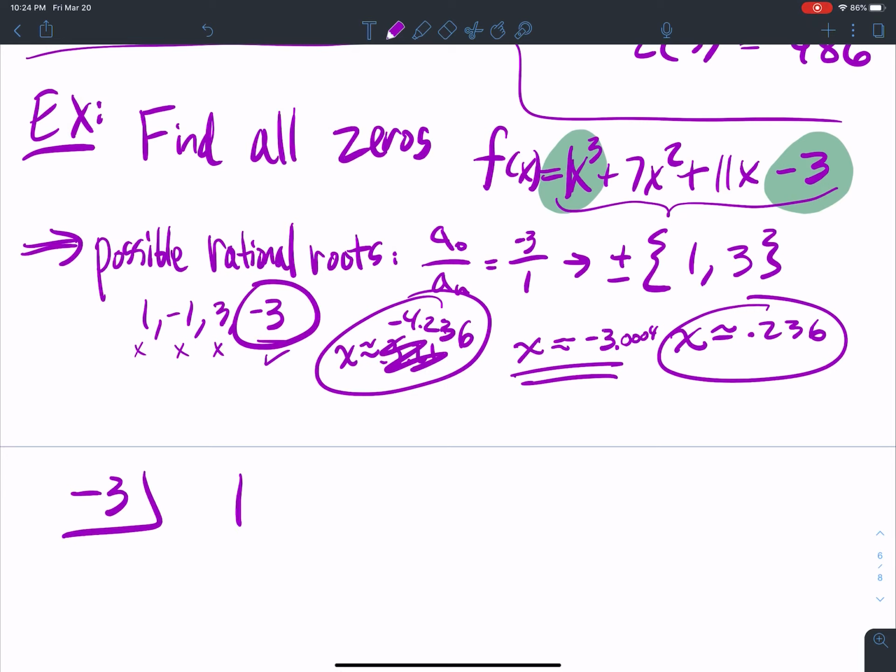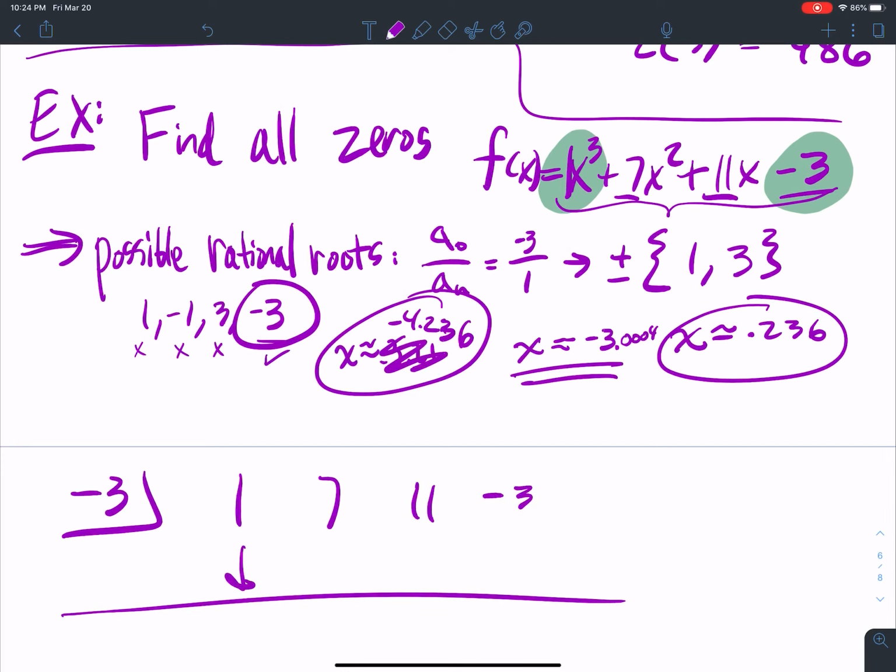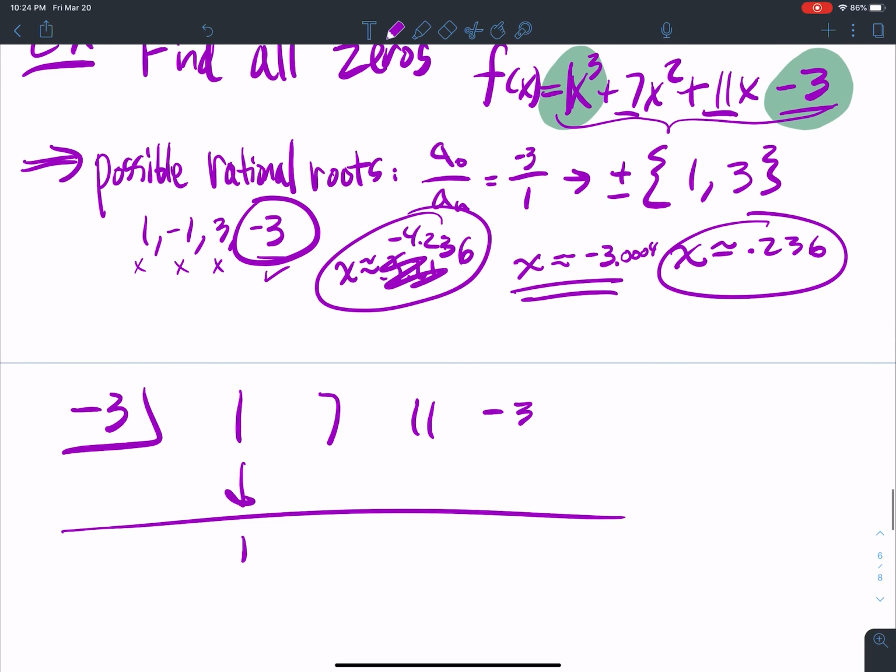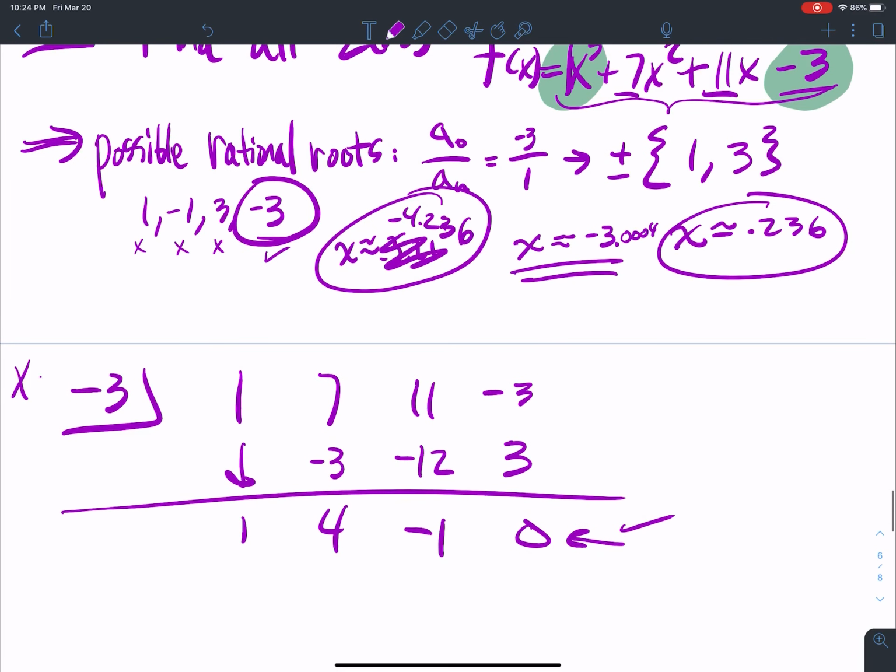Now 1, 7, 11, and negative 3 for the coefficients. Draw a line, drop it down. Negative 3 and 1 makes negative 3. Add those, you get 4, and then multiply, you get negative 12. Add them, you get negative 1. Multiply negative makes a positive 3, and this gets you 0. So what's that tell me? X equals negative 3 is a 0. Okay, by our little remainder theorem, right?